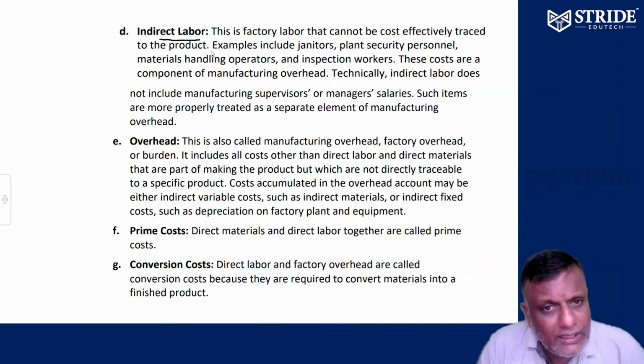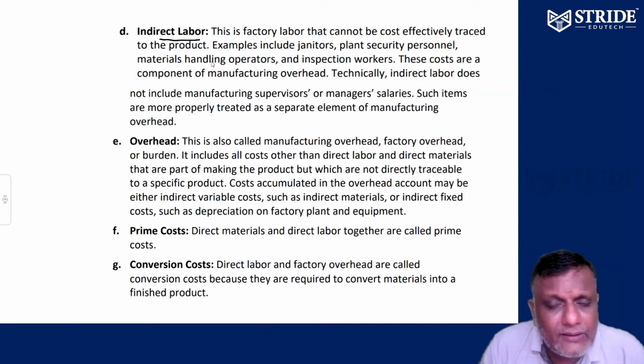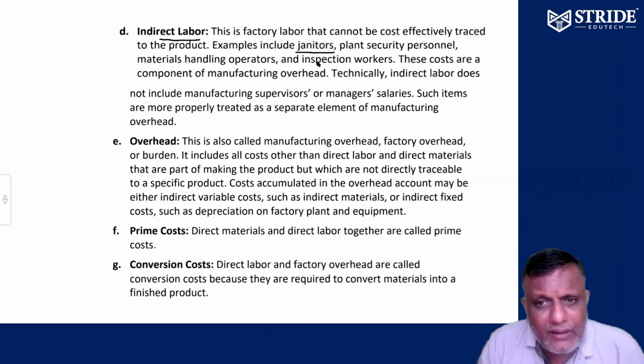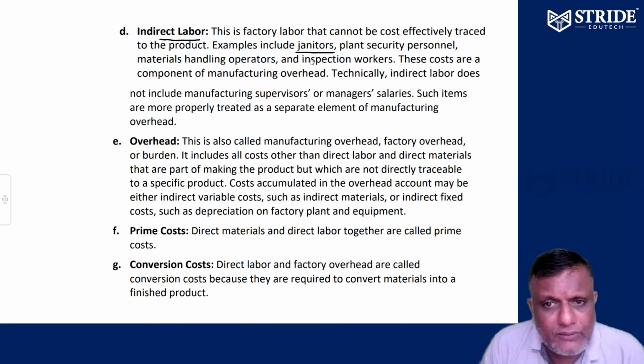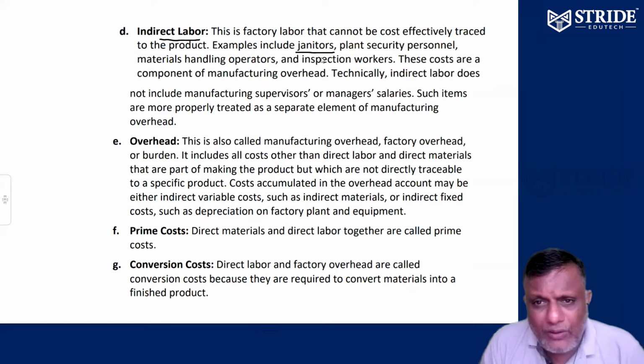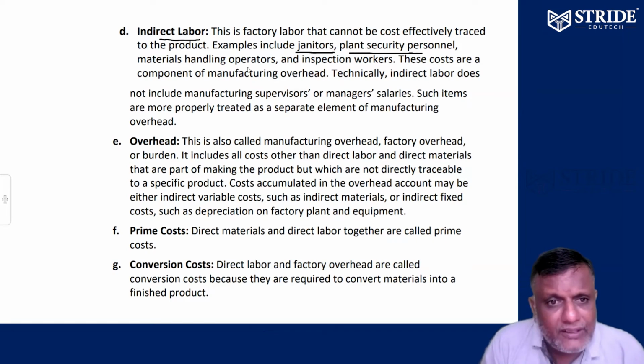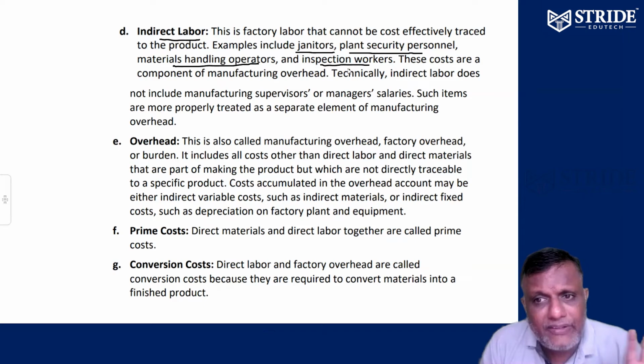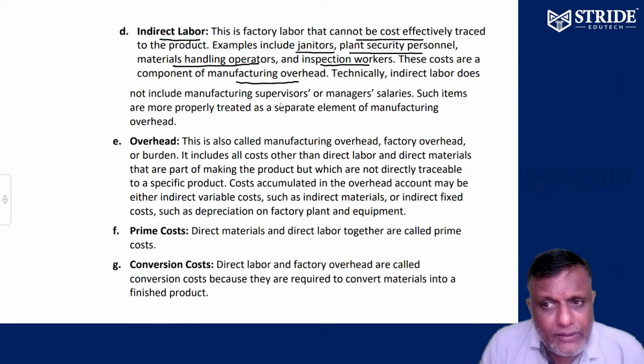Similarly, indirect labor. Labor is involved, but you cannot trace the labor exactly. Example, the storekeeper, the godown keeper, the janitor. Janitor service you cannot measure exactly, you cannot charge or trace to the product. Plant security personnel, material handling operator, janitor, inspection worker: labor cost that cannot be effectively traced is called indirect labor. So these are the components of manufacturing overhead.